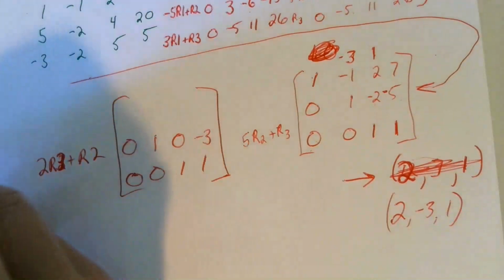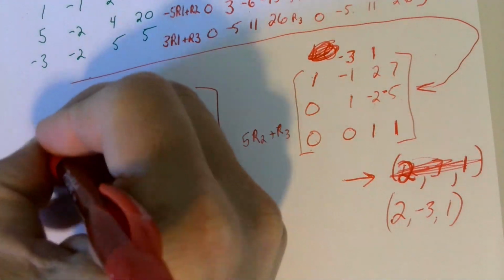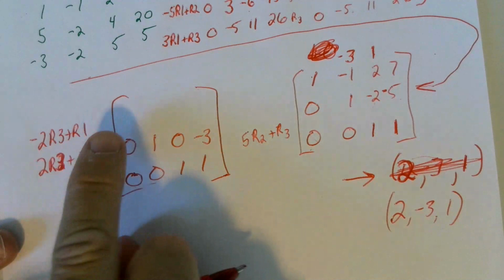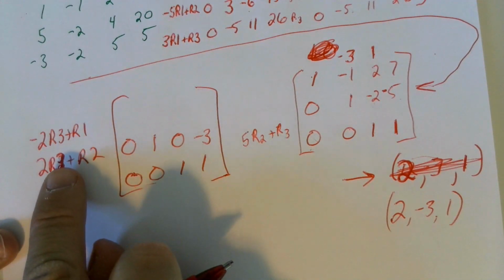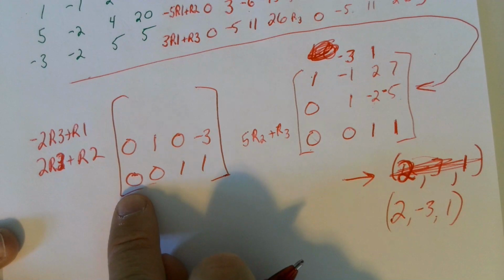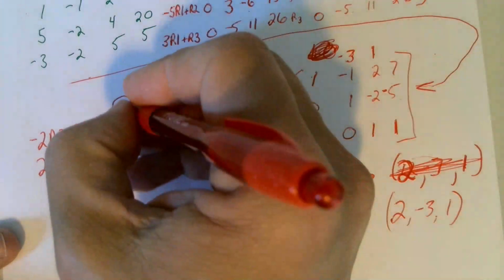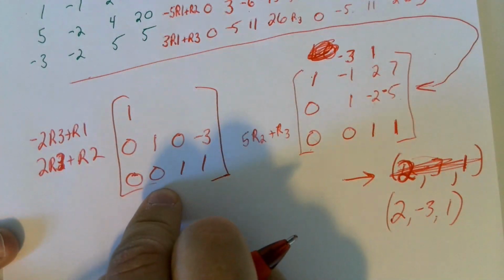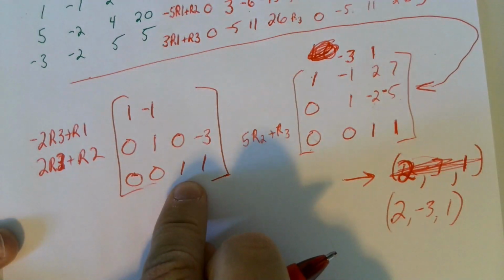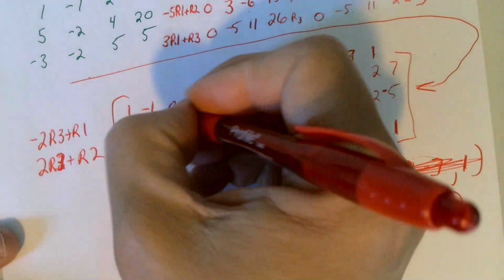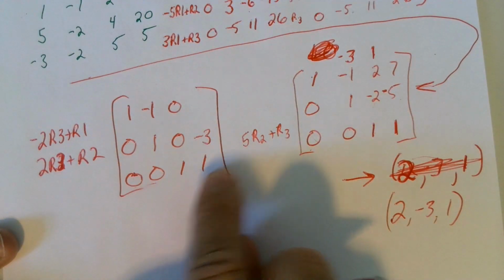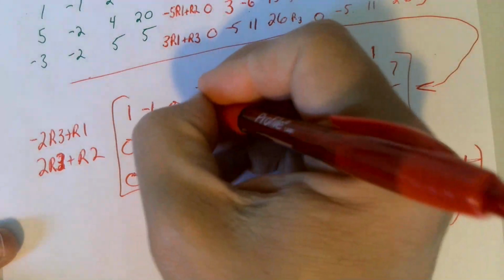So now I'm going to do -2 row 3 plus row 1. And again, this is a notation you're going to see in the online homework and stuff for some of these things. So -2 times 0 plus 1 is 1. -2 times 0 plus -1 is -1. -2 times 1 is -2 plus 2 is 0. And -2 times 1 is -2 plus 7 is 5.